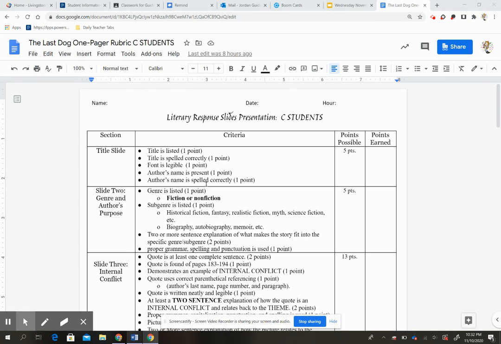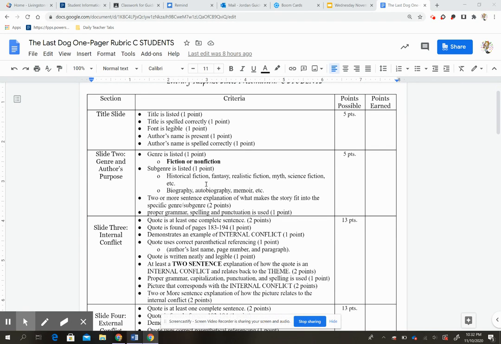Now remember, this is a short story, so you're going to put quotation marks around the title, The Last Dog. Then for slide number 2, you're going to put the genre and author's purpose. So on this one, you're going to put the genre, which is going to be either fiction or nonfiction. Remember, this is a fiction story. Anytime we have a fiction story, your author's purpose is going to be to entertain. So that should be pretty easy. You're going to have your subgenre as listed.